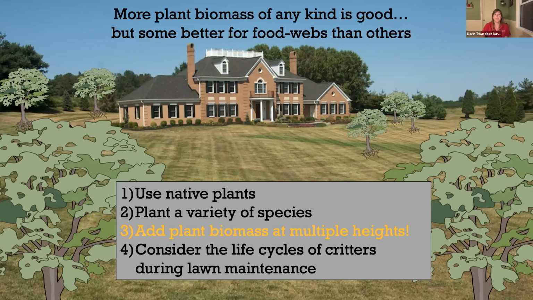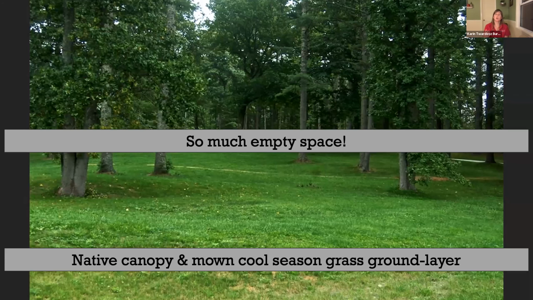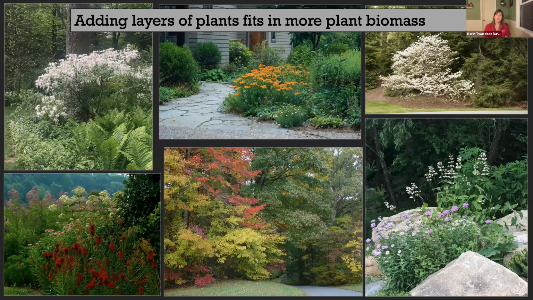The next thing is to add plant biomass at multiple heights. This kind of setting is very similar to what you might see going to any park. You have a native canopy, but then a mown cool season grass ground layer. This is also true in many yards. What this represents is a lot of empty space that could be taken up by plants that could be supporting insects. So you can essentially add layers of plants to fit in more biomass within the same landscape, and you can do it in very aesthetically pleasing ways, I think.